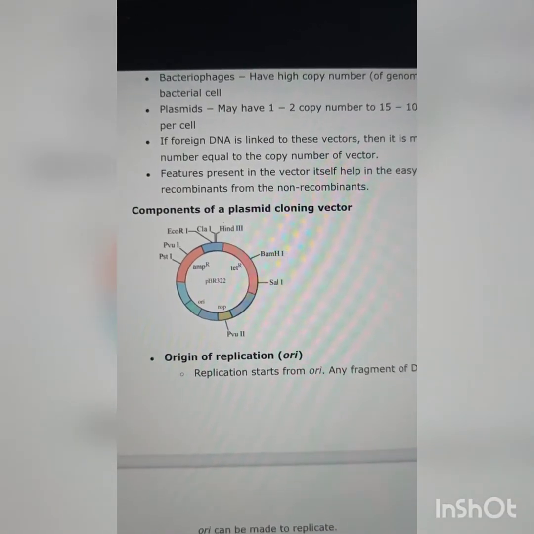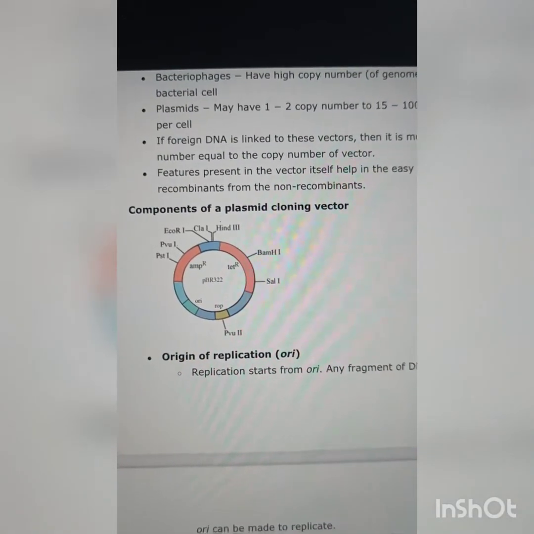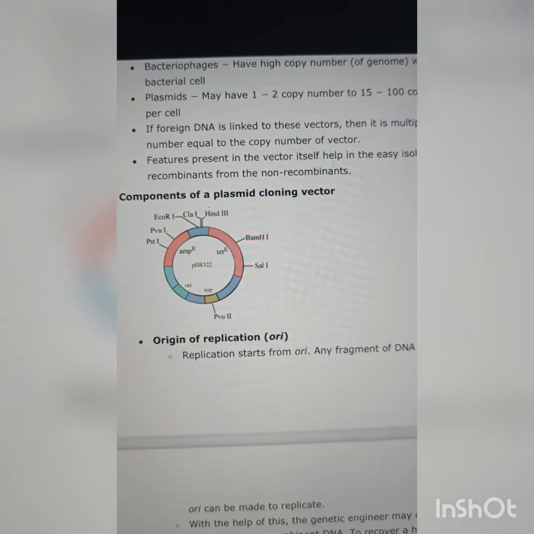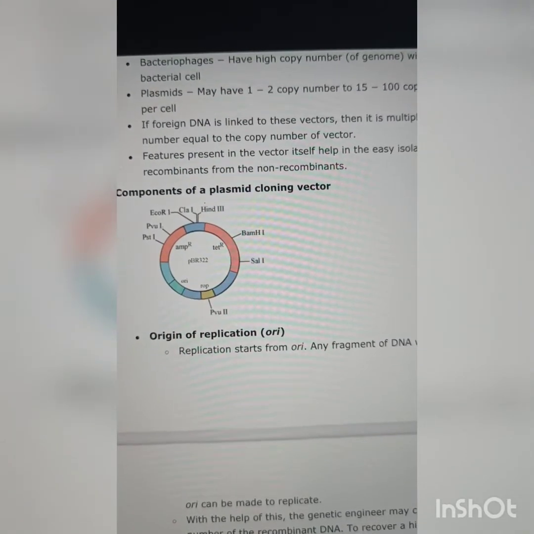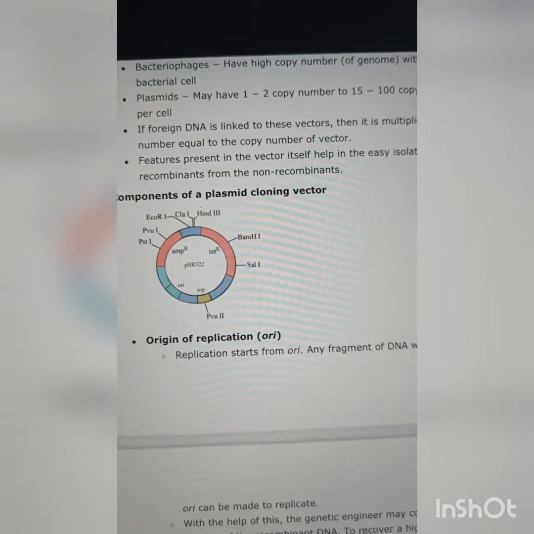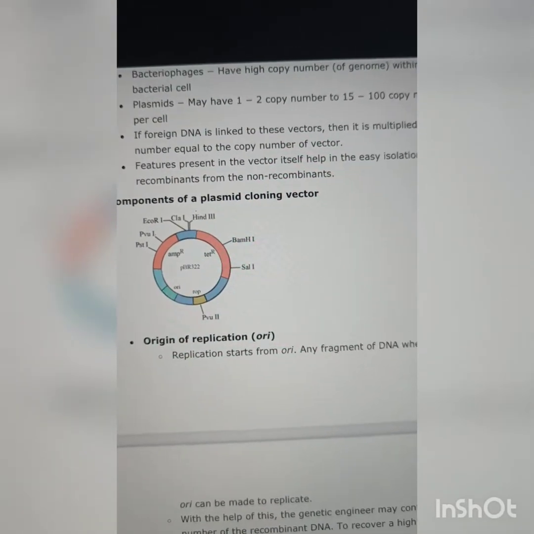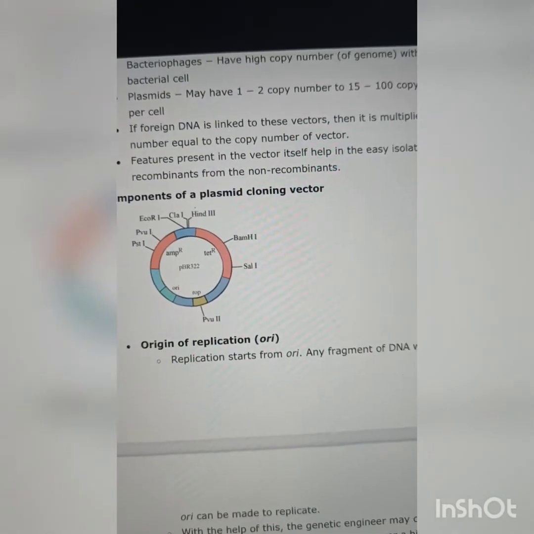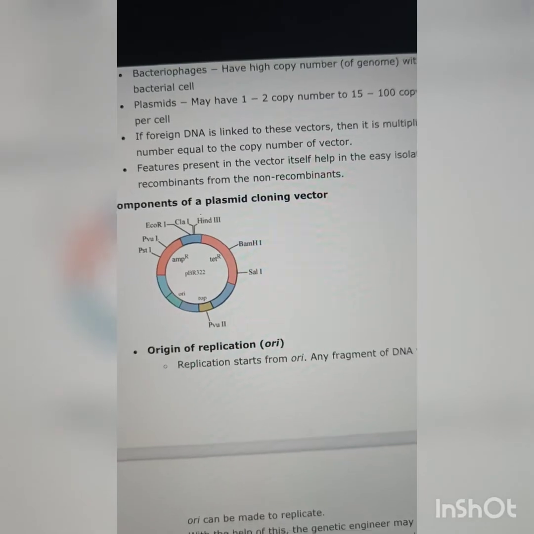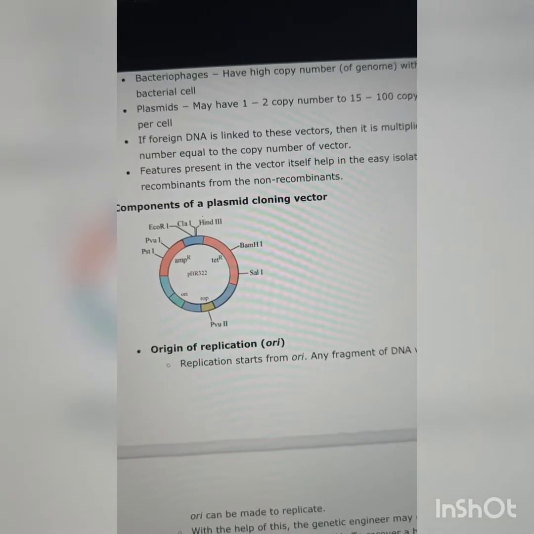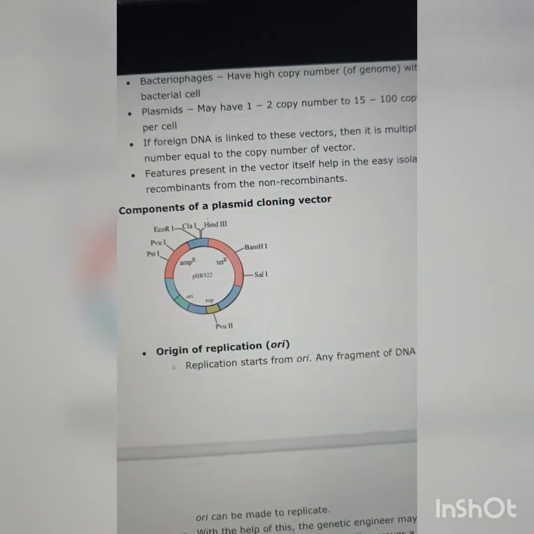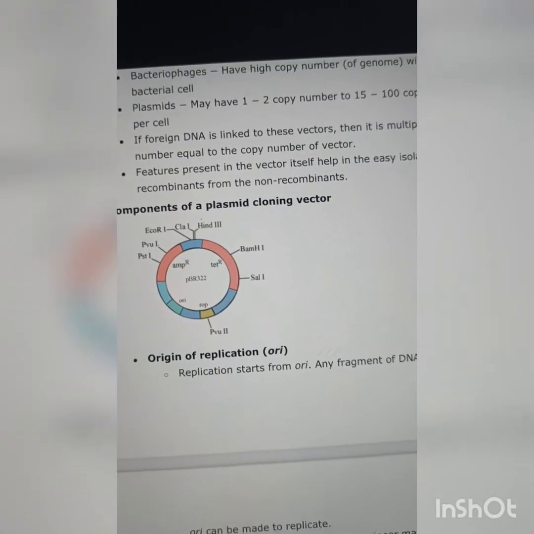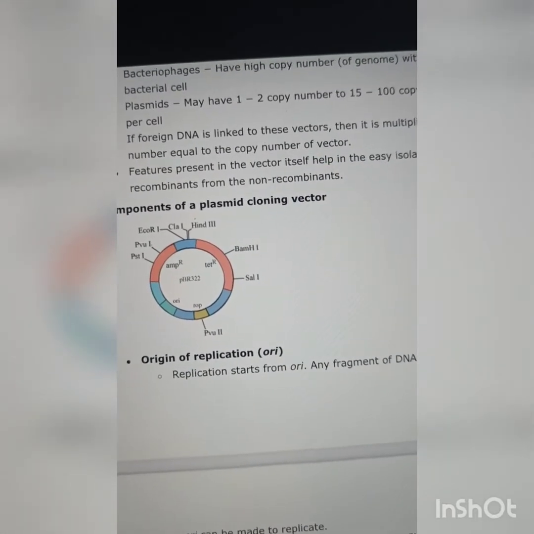Yes, hello students. So in this video, I am going to talk about the components of a plasmid cloning vector. You know what a vector is, which is used to transfer the alien piece of DNA into the host. The most common vectors used in biotechnology labs are plasmid DNA. But apart from that, in your syllabus, there is a mention of one very important vector, which is PBR322. It is also a type of vector which can carry the piece of DNA into the host cells.